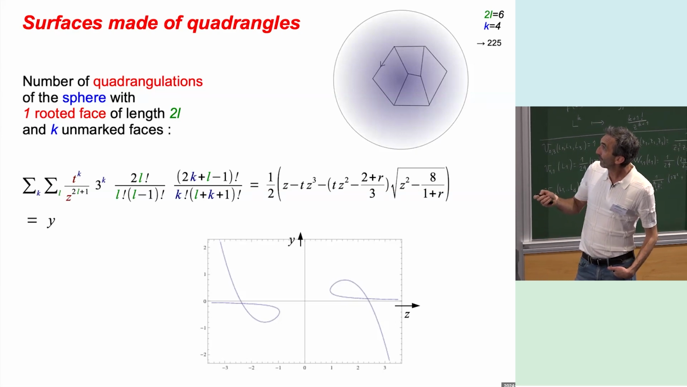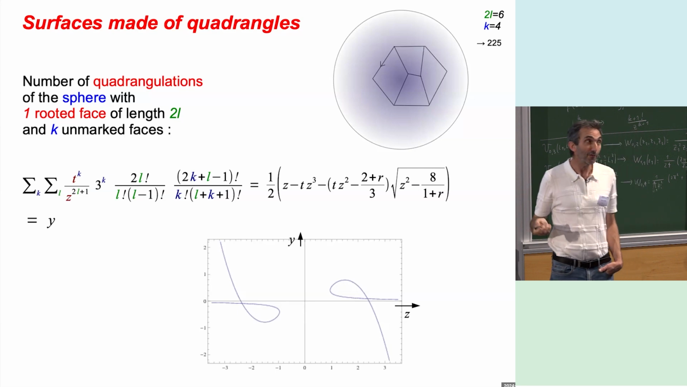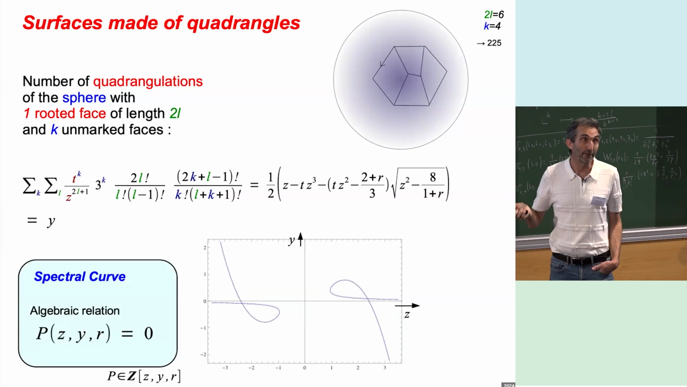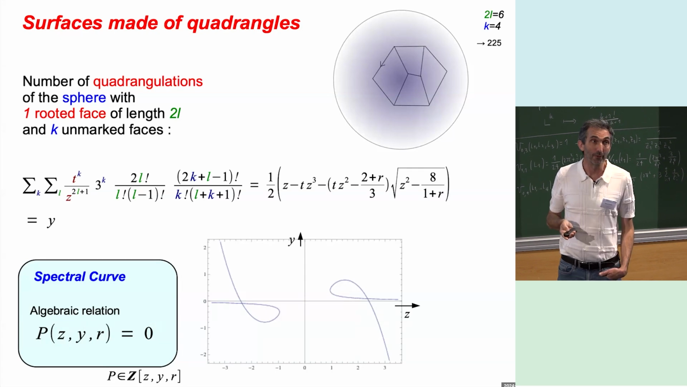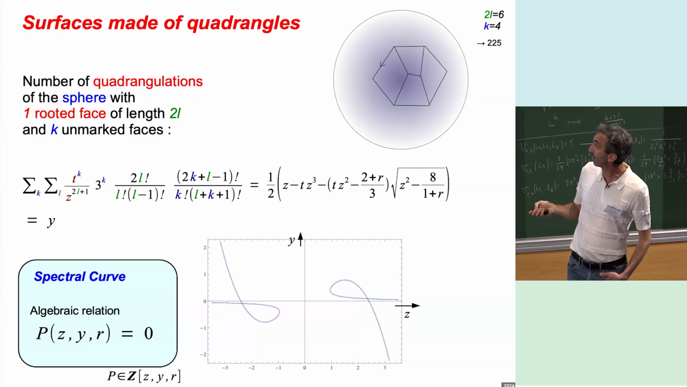So anyways, let's look at this y as a function of z. Let's plot that in the plane. So you see, you get an algebraic curve. It satisfies an algebraic equation, which you can write as a polynomial. It's also a polynomial in r. So you can write such a polynomial equation.